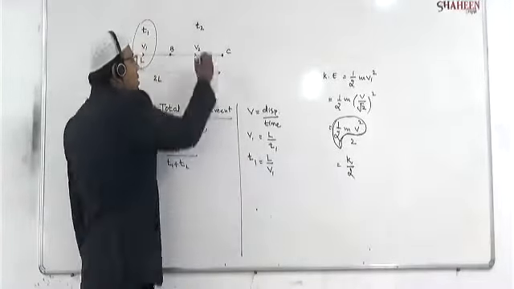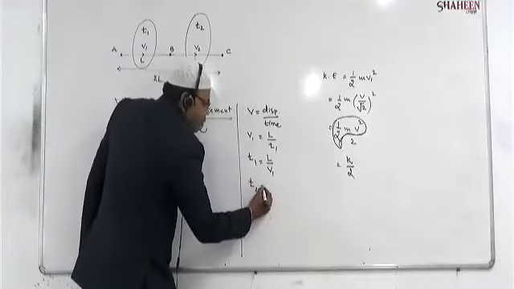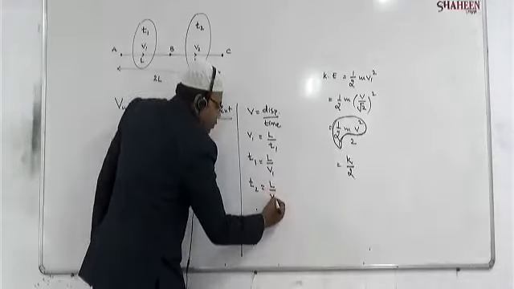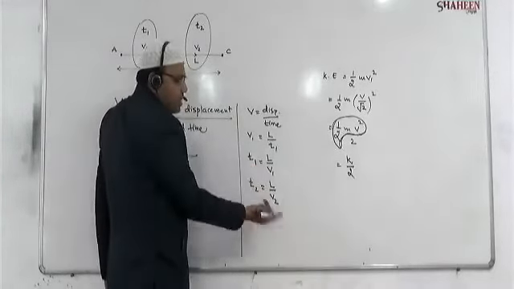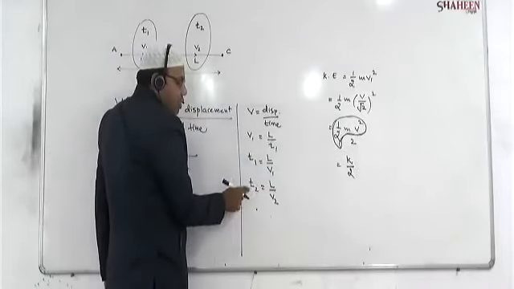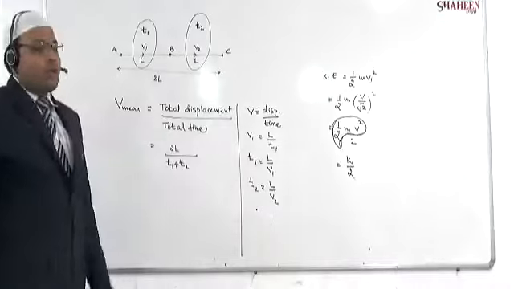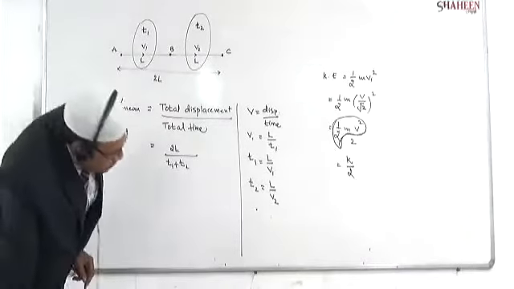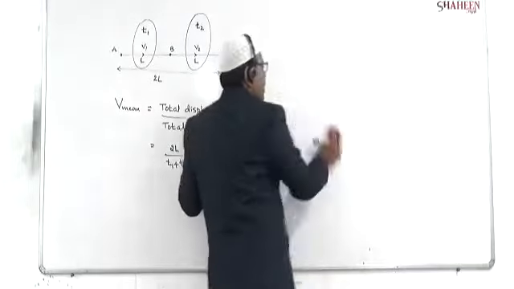Similarly, for this situation, if I want to calculate t2, it will be L by v2. Because already we have calculated for v1. Now for v2, similarly you can write t1 as t2, L as L only, v1 as v2. So these are the times we are getting. Now let us substitute.